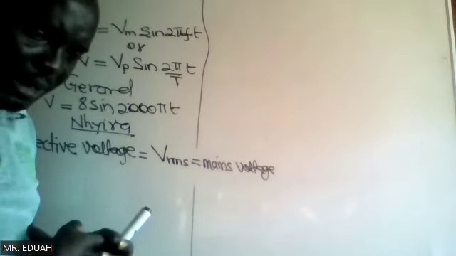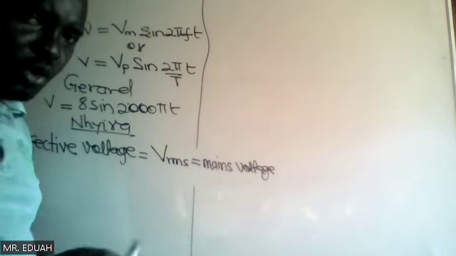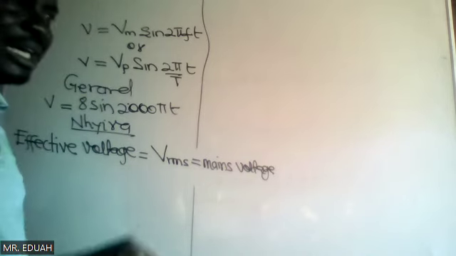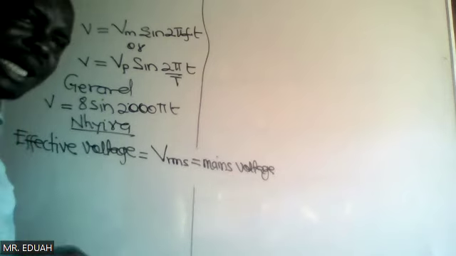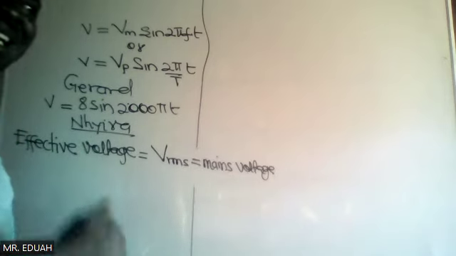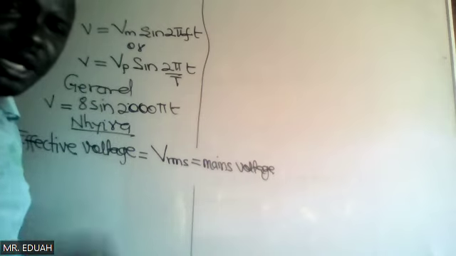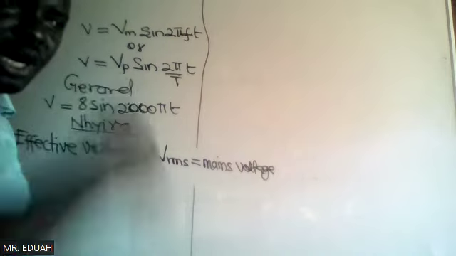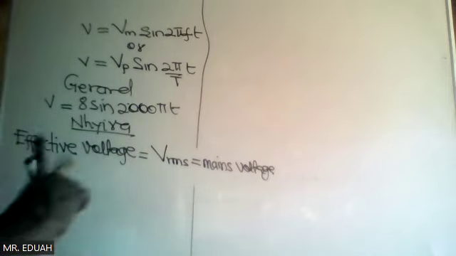Note that the instrument, whether voltmeter or ammeter, measures the effective voltage or current, which is also the root mean square voltage or current, or the current or voltage from the mains.